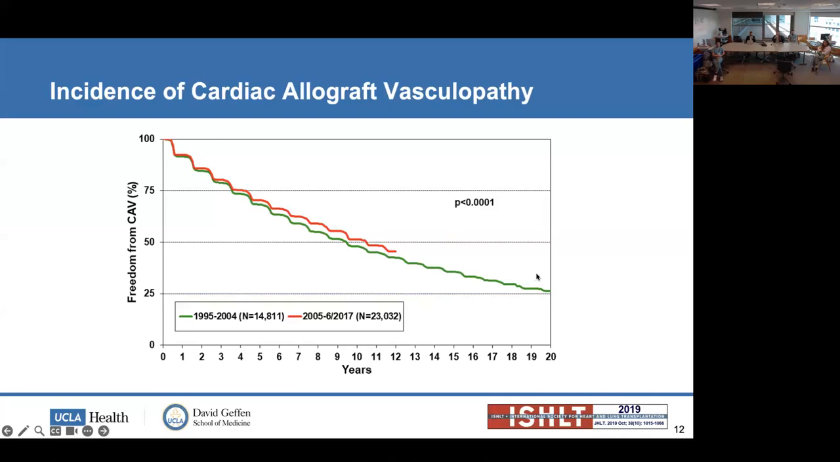When we talk about the incidence of CAV, you can see here the most recent data from 2005 to 2017. It's only marginally better than the prior decade before. And so you're looking at 10-year rates still around 50%, and 5-year rates still around 30%. So unfortunately, despite all our advances in transplant over the last couple of decades, including better immunosuppressive agents, more aggressive infectious prophylaxis, use of statins, et cetera, the incidence hasn't appreciably changed.